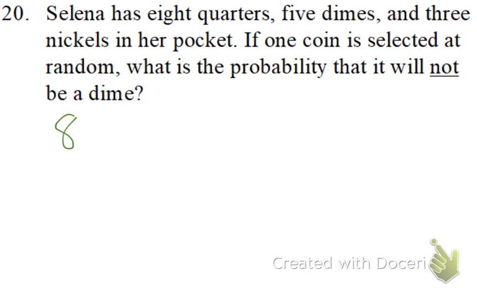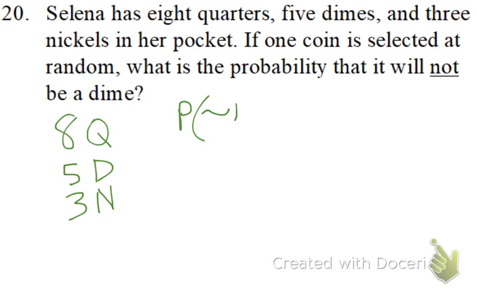All right, she's got 8 quarters, 5 dimes, 3 nickels. If one coin is selected at random, what's the probability that it will not be a dime? So shorthand, how many not dimes are there? Well, there's 8 plus 3, 11, out of how many total? 16. And we're assuming, I know these coins are not the same size, but we are assuming that they're equally likely.